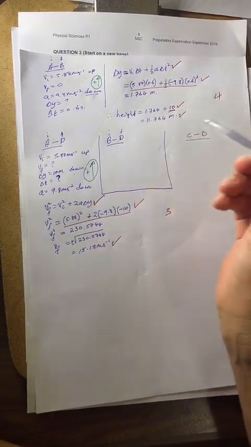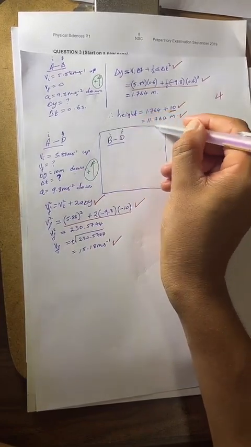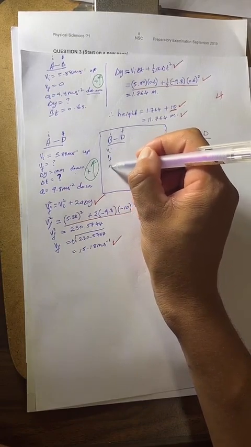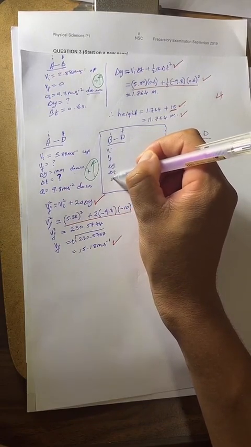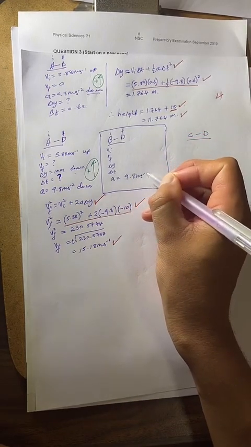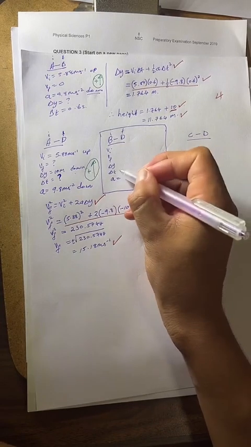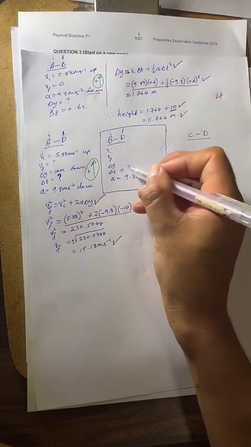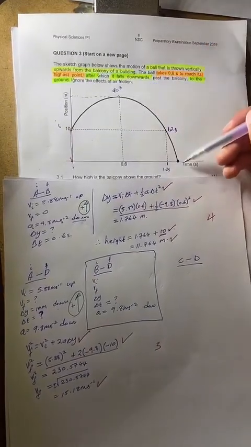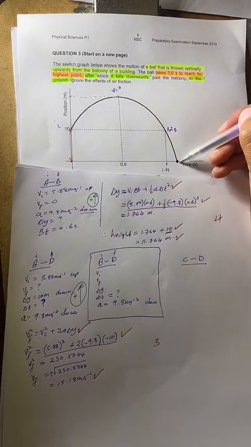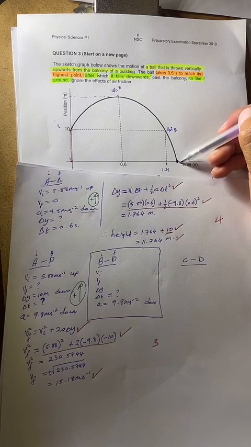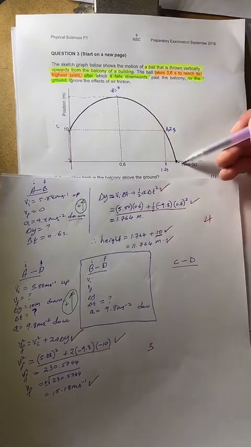Let me just give you the information. If you choose B to D, it means initial velocity, final velocity, displacement, change in time, and acceleration. This is always 9.8 meters per second squared and down. The time to move from B to D we do not have. We still don't have the time it takes the object to move from this highest point until it reaches the ground. So we don't have the time.